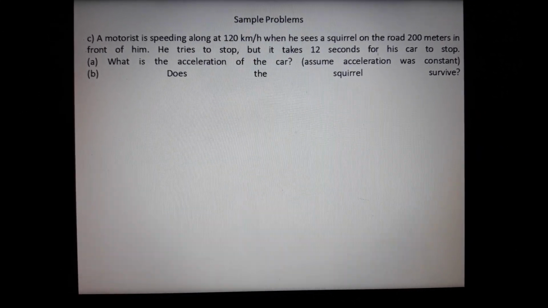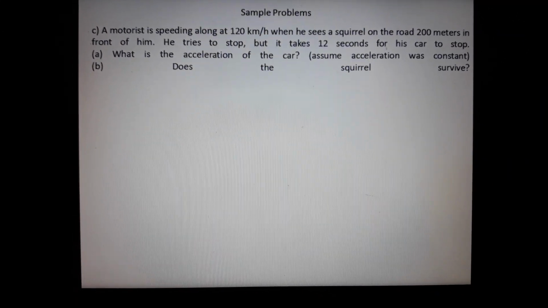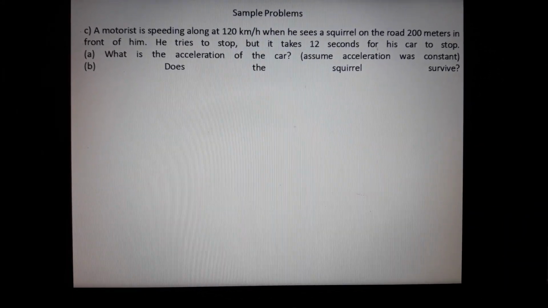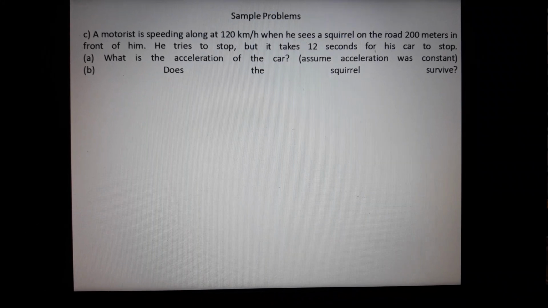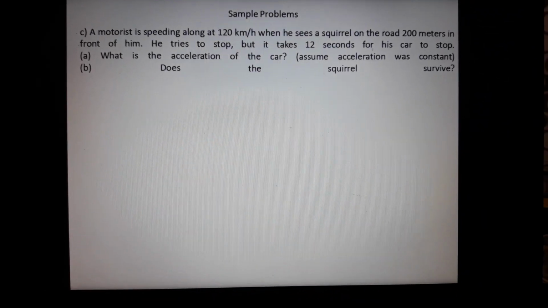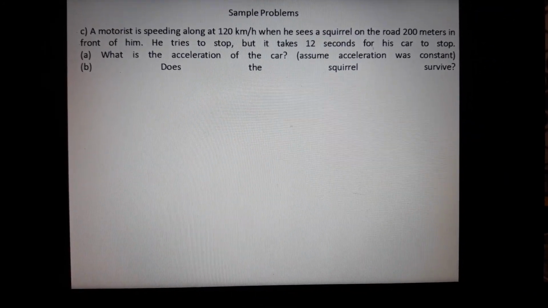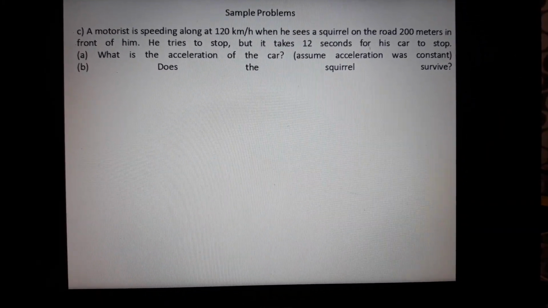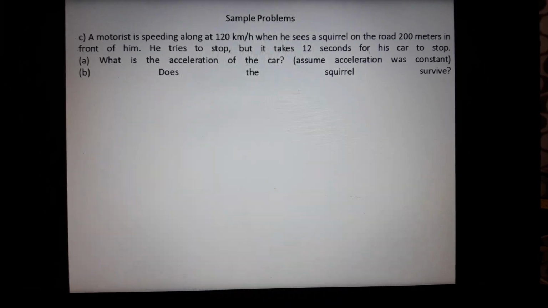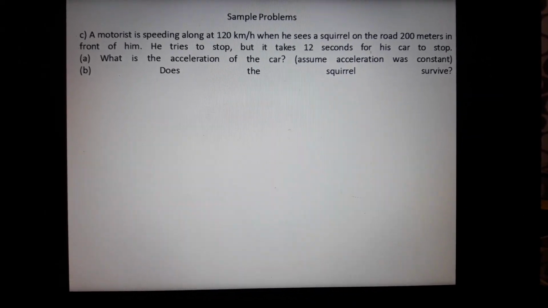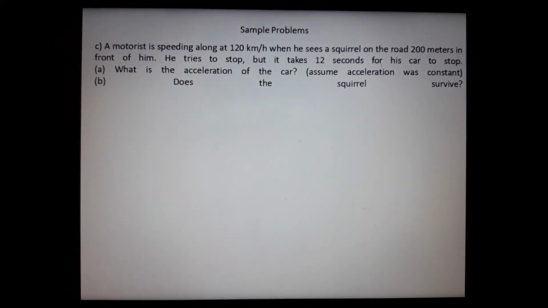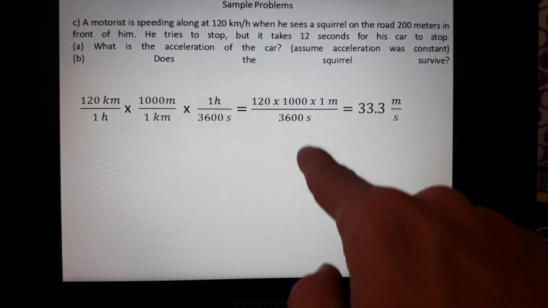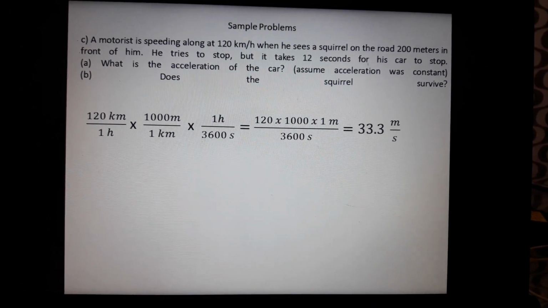A motorist is speeding along at 120 km per hour when he sees a squirrel in the road 200 meters in front of him. He tries to stop, but it takes 12 seconds for his car to stop. A. What is the acceleration of the car? Assume acceleration is constant. B. Does the squirrel survive?